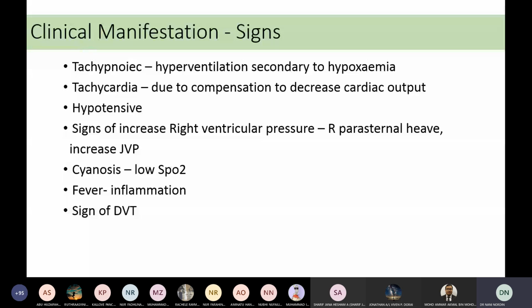Is it the signs? Or I got it mixed up, the signs and symptoms. Yeah, the signs. You have to look for the signs. Okay, I got mixed up. All right, so these are the signs and symptoms.